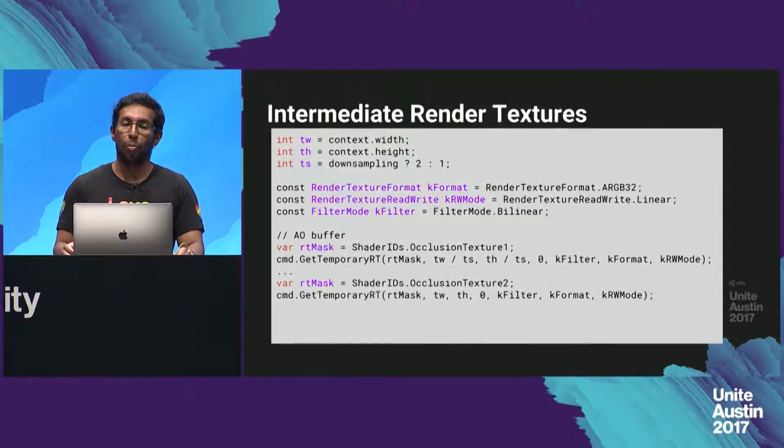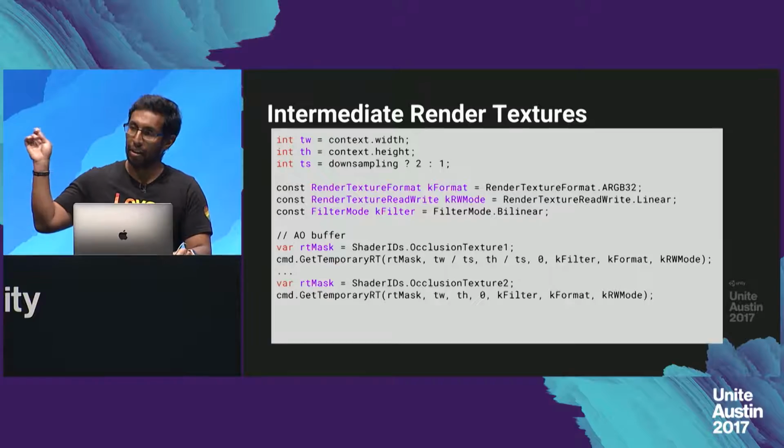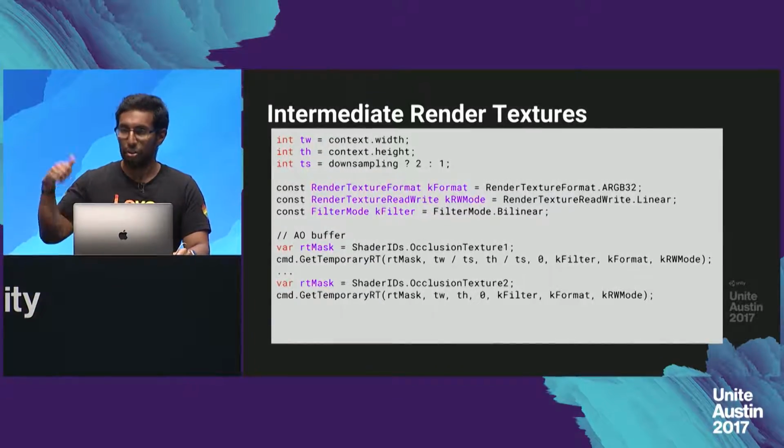So let's take a look at what it looks like to allocate a render texture using this infrastructure. In the old style, we would have a width and height that we grab from our post-process render context. Then we have our color format, our read-write mode, our filter mode, and we pass those in when we're getting a temporary target. Here there are two targets being allocated. One could be running at quarter resolution, and the other one's at full size. So you can see the explicit list of arguments being passed in.